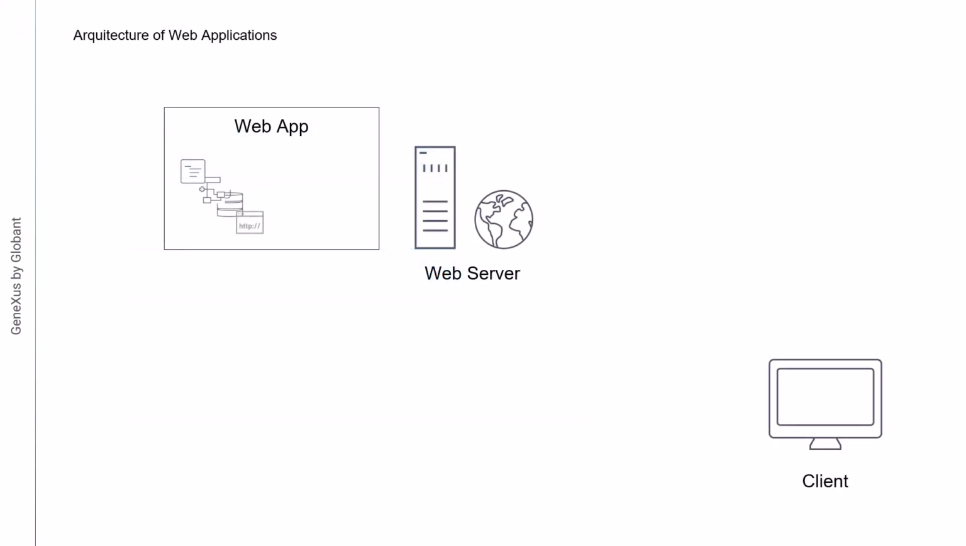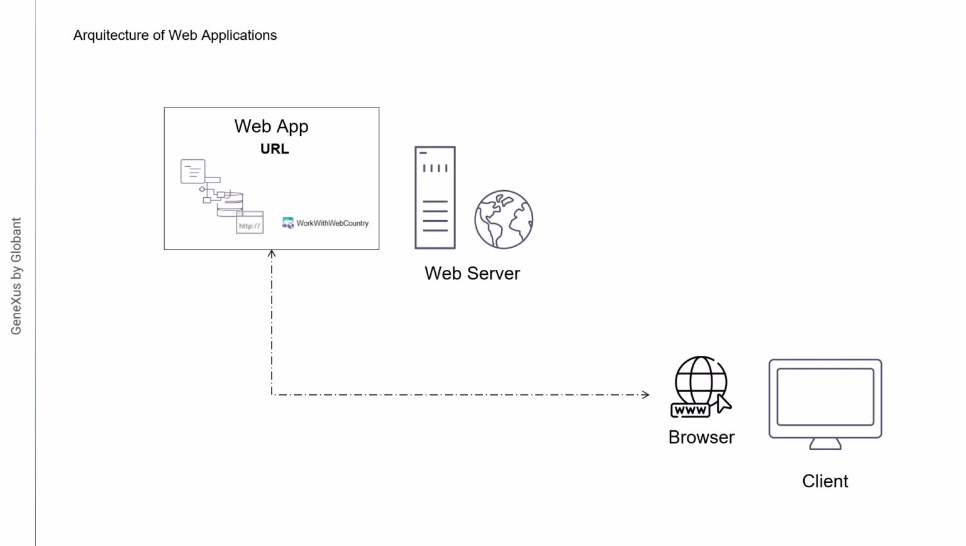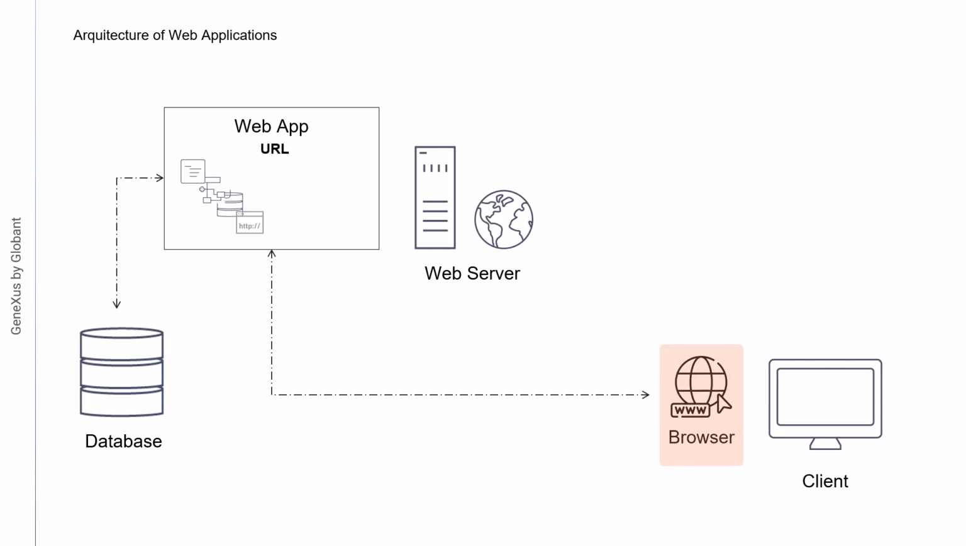In web applications, the client requests access to certain content from a browser, such as the web panel of the countries work with for web. The server will query the database, get the information on the countries, and generate the corresponding HTML code that will be sent to the web browser to interpret it and display it to the user.